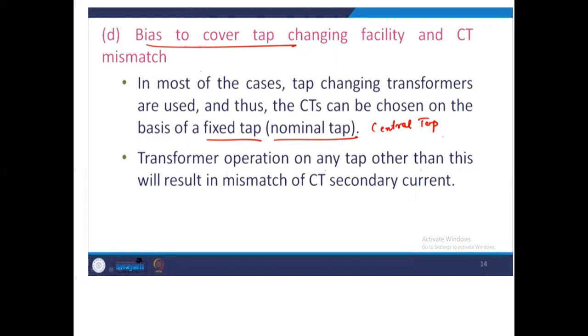So the transformer operating for any tap other than the nominal tap, or the central tap. That means if we decide the CT ratio based on the nominal tap, and then I change the tap and use the highest tap, then because of the mismatch, some current will always flow through the relay. So this current needs to be compensated, and this is again known as the spill current.